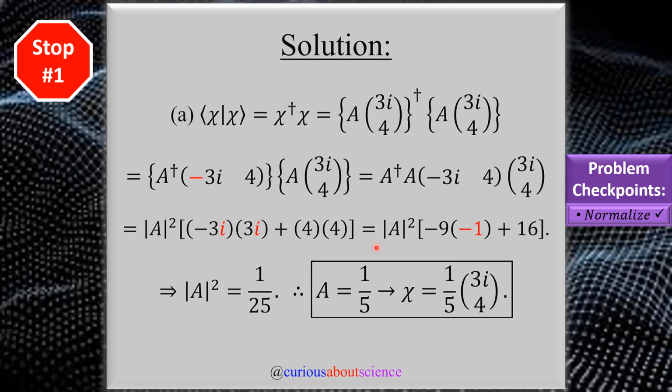Since we want this normalized, it's equal to 1. So divide over the 25, take the square root to get the magnitude of A. So we see that A is equal to 1/5. Put that back together in the spin state, and now you have your normalized spin state.